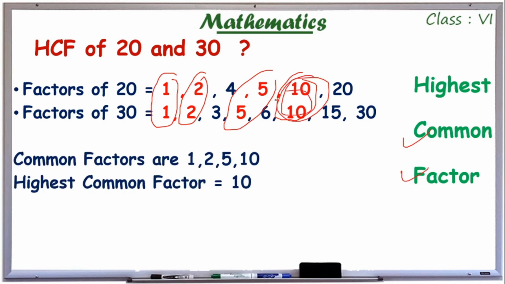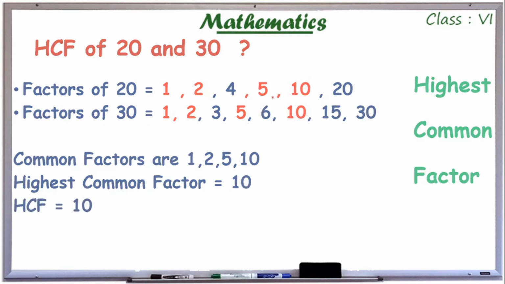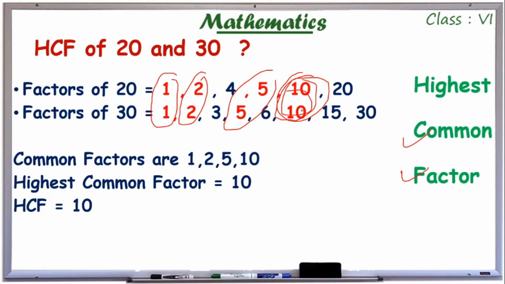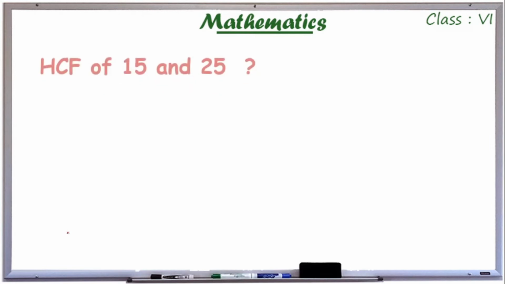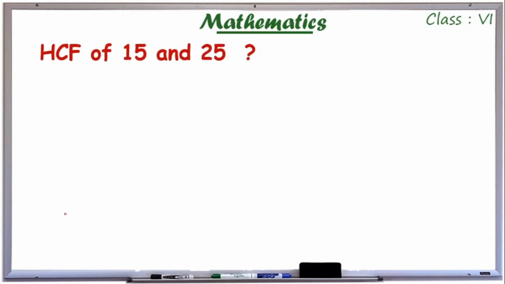The highest common factor is 10. So we found the highest common factor. This is an easy method and for simple calculation. But for higher calculation, we need to find highest common factor using prime factorization. That is a technique we use. So we will come to it after discussing this problem.